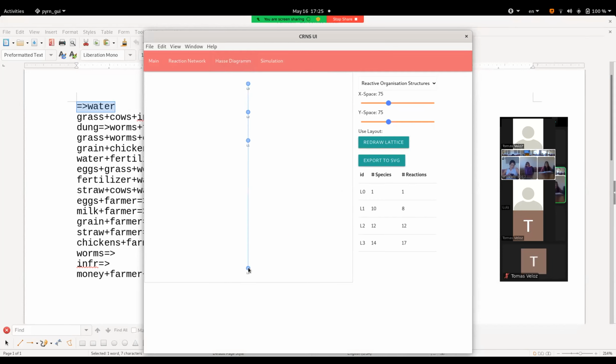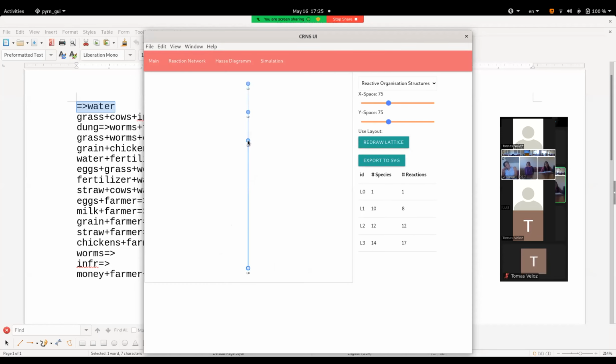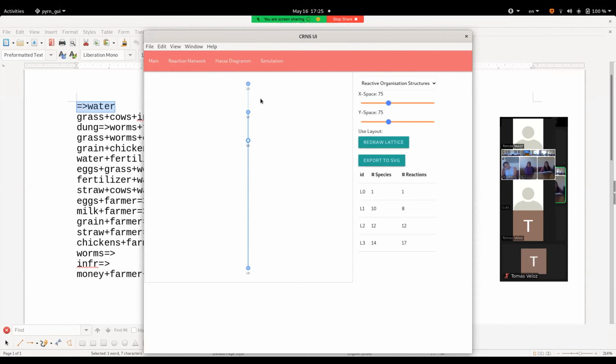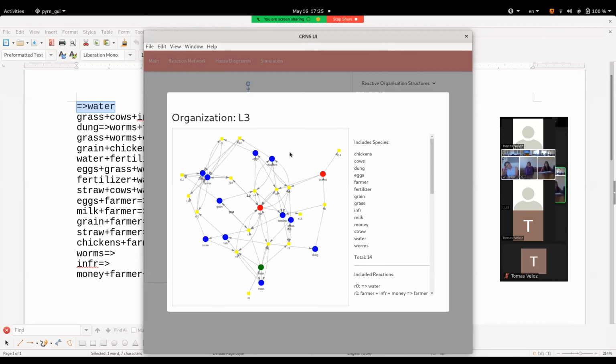Okay, so the smallest organization possible, it's only water. We have nothing but water. Then the next one has cows, dung, farmer, fertilizer, and so on. So this is the next organization. And then the next biggest one also has eggs and chicken, but it doesn't have grain yet, I think. Yeah, so we got the grainless farm, the chickenless farm, and the full farm. And this is the full farm in operation.